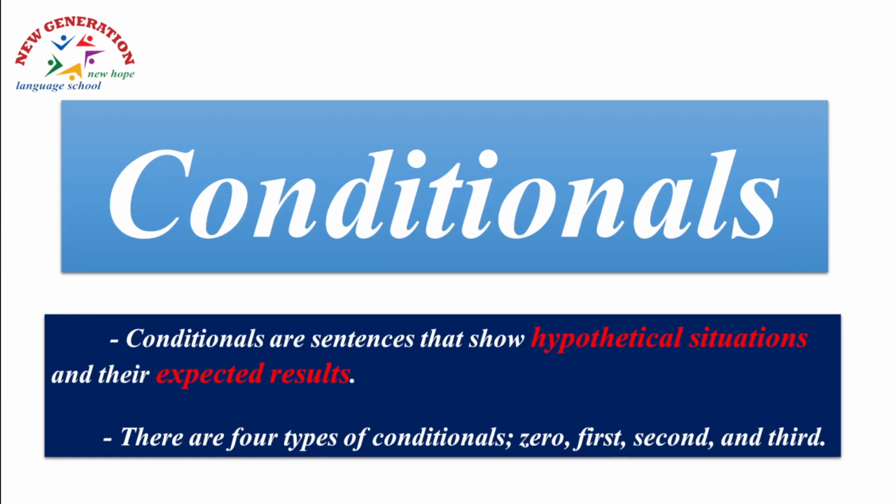Conditionals are sentences that show hypothetical situations and their expected results. Hypothetical means something like imaginary, not real. Something hasn't really happened. There are 4 types of conditionals: zero conditional, first conditional, second conditional, and third conditional. Let's see what we have among these types of conditionals.